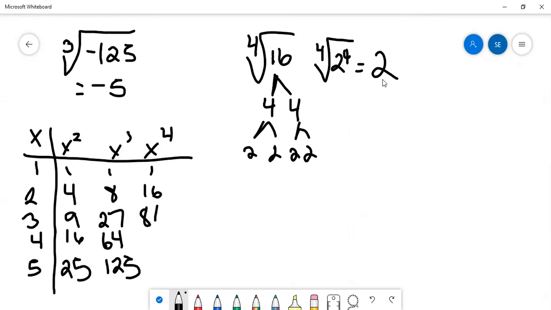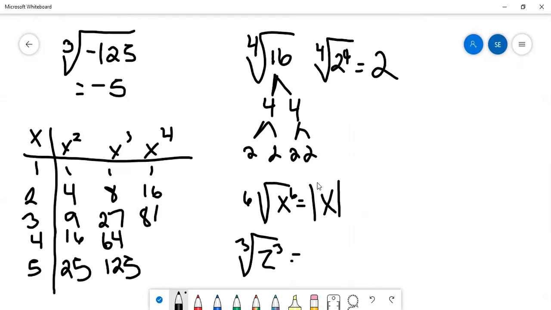If I have the 6th root of x to the 6th, just like with my square root, I get the absolute value back. With my even roots, if I'm taking the 6th root of x to the 6th, I'm going to get the absolute value of x back. However, if I take the cube root of z cubed, this is just going to give me z back. Because if z was negative, when we cube it, we get a negative number. And when we take the cube root, we get a negative number. So with our odd roots, we get that number back. With our even powers and roots, we get the absolute value back.